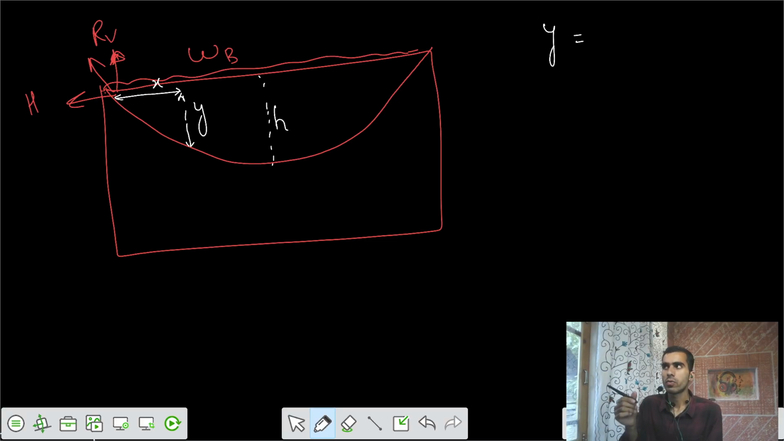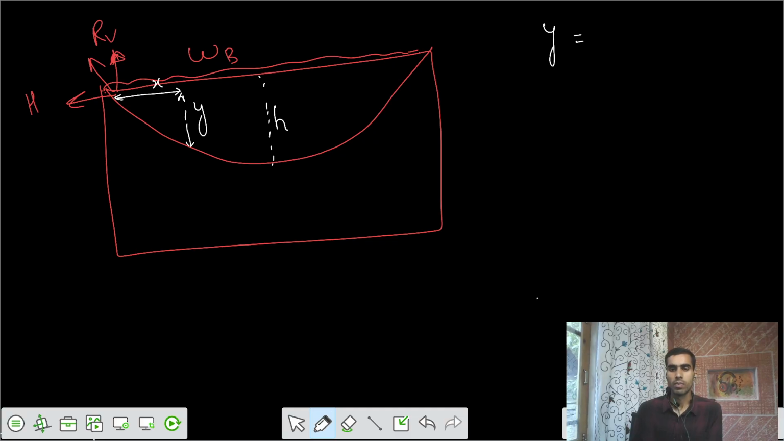At that location, where should I place the cable such that I can have a balancing UDL that counteracts the external bending moments because of those external loads? So that's the justification for the parabolic cable. Why are we going for the parabolic cable?